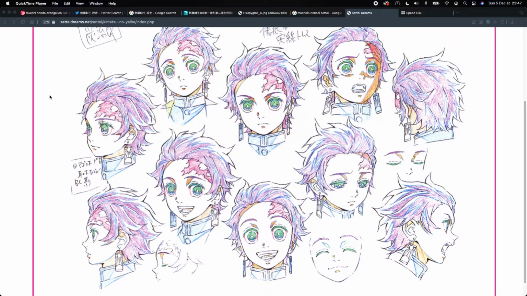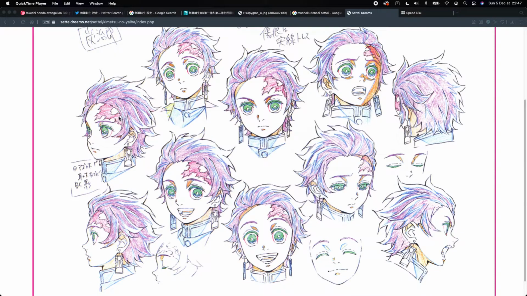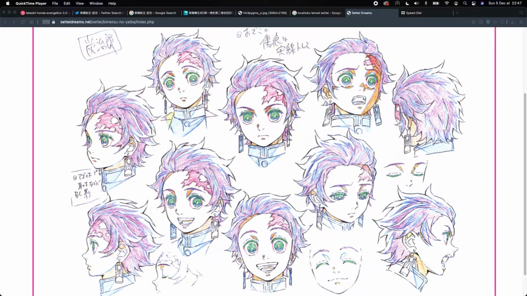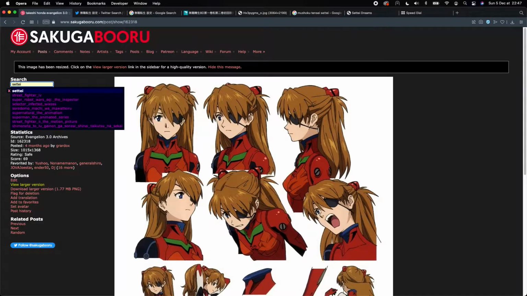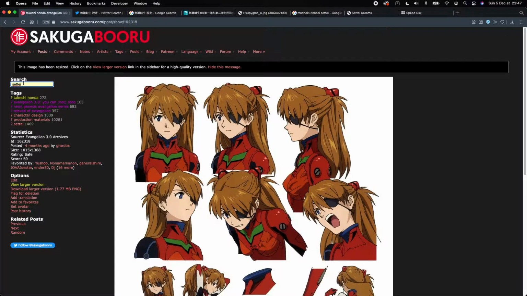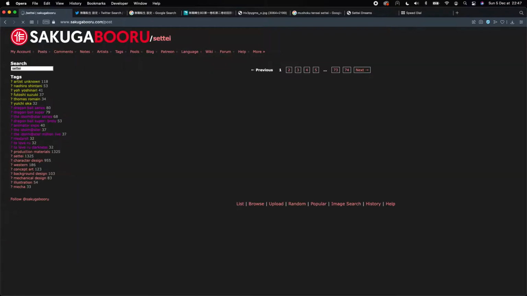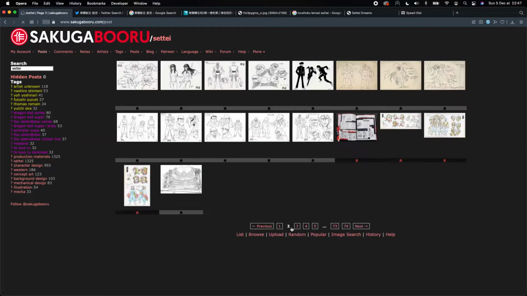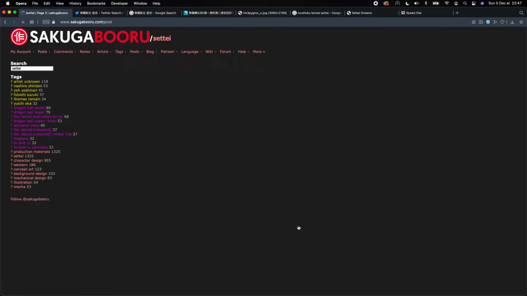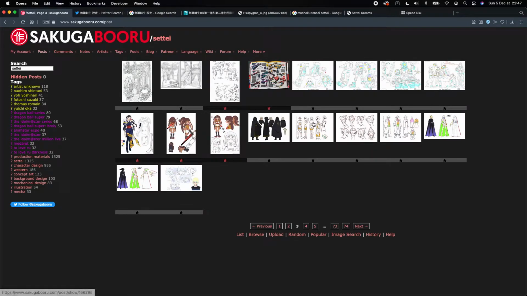Setdays are basically model sheets of the characters, and it's production material that animators have and can use to make the animation. So how you can do that is first you can go on Sakugabooru and type setday, and also you can put the name of the anime that you're looking for, and you will have the most recent setday that came out. Usually people put them on Sakugabooru.